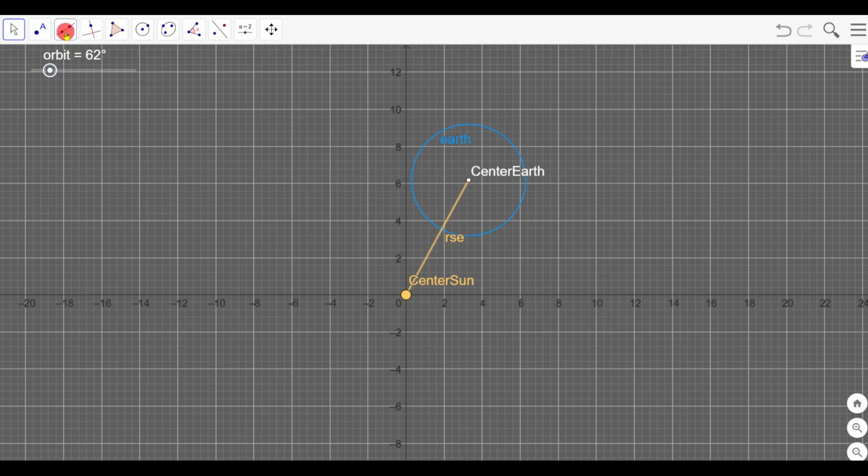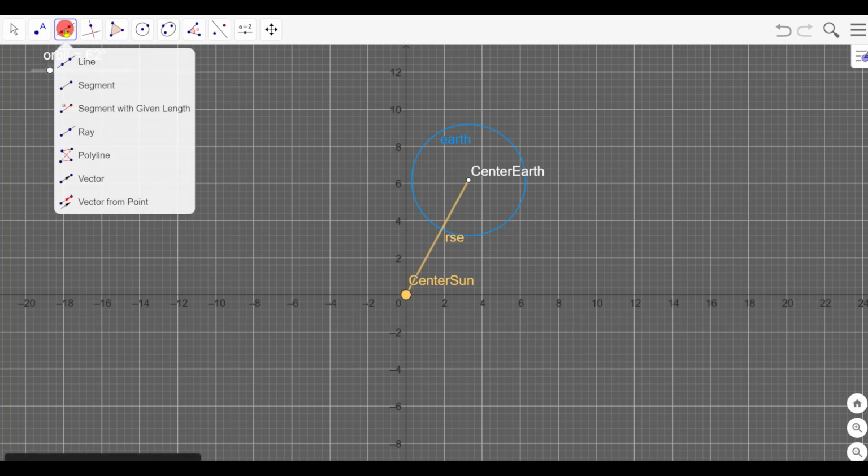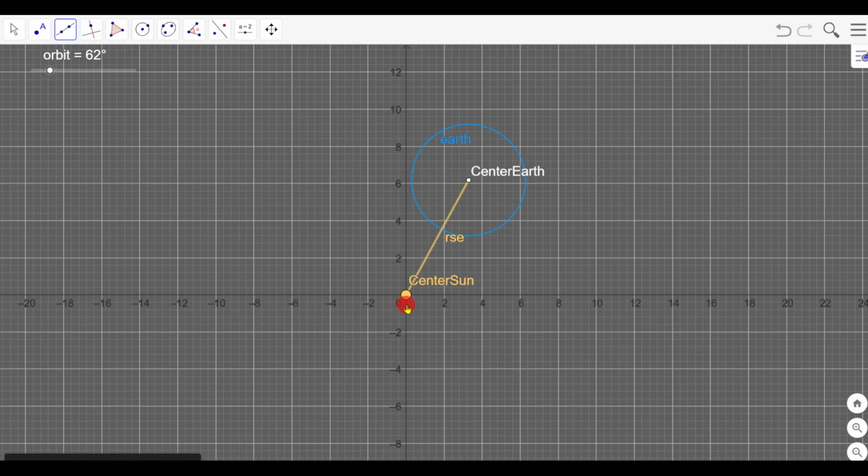All right, so we're going to let GeoGebra do some work. I'm going to come to this section, which is about lines. I'm going to draw a line. It says select 2 points. So I'm going to select the center of the sun and the center of the earth. Now don't forget, come back over here and get control of your cursor again.